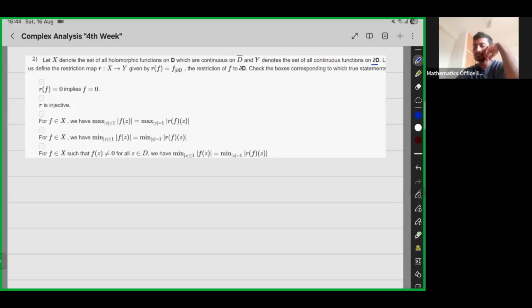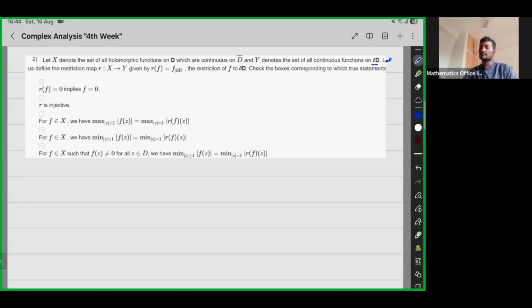Let us define the restriction map R from X to Y. R of f is f restricted to the boundary, the restriction of f to ∂D. Check the boxes which are true statements. Now this question depends completely on the maximum modulus principle.